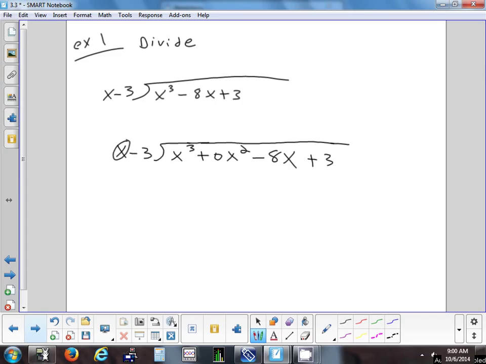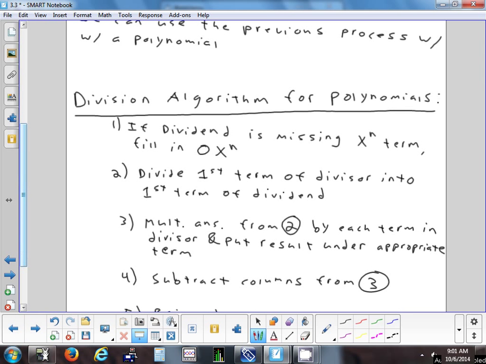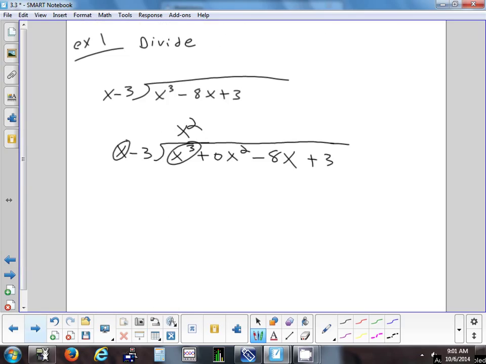This is the first term of the divisor. That's the first term of the dividend. So we're going to take x and divide it into x cubed. Okay, so what would you get if you did x cubed divided by x? Yeah? x squared. So that's going to go up top. Next step, multiply your answer from step 2 by each term in the divisor and put the result under the appropriate term. So we're going to do x squared times x. That's x cubed.